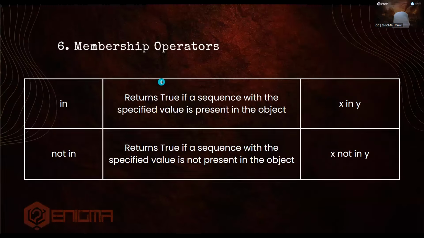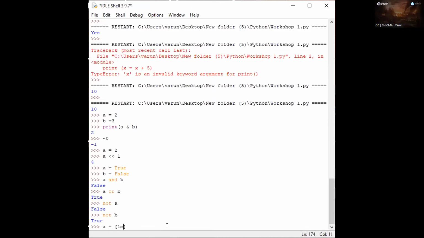Membership operators check whether there is a member in the particular data or not, and they return a value true or false. It returns true if the value is there, and if the value is not there, it will return false. I'll show you an example. I'll define a list here: 1, 2, 3.